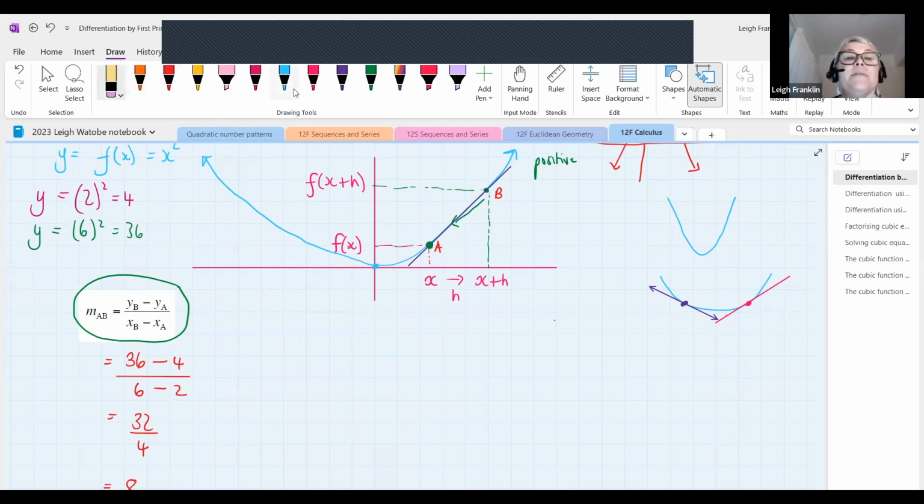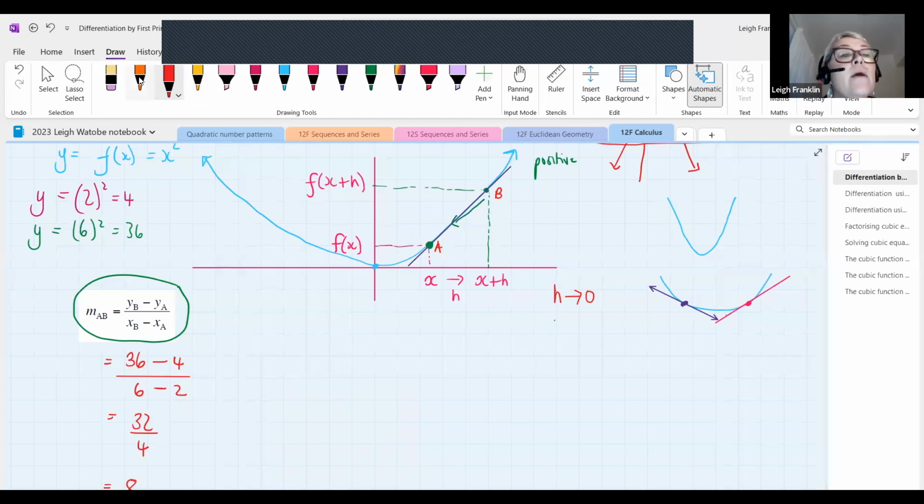Right. What happens is this: if I want to know the gradient at A, point B, as I was saying earlier, moves down the line and ends up on top of A. So the value of h is getting smaller and smaller as B gets closer to A. Mathematically, we say that h is tending to 0. That means that as I move from B to A, the value of h is getting smaller and smaller because I'm getting closer to A.